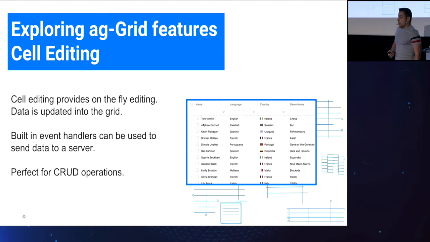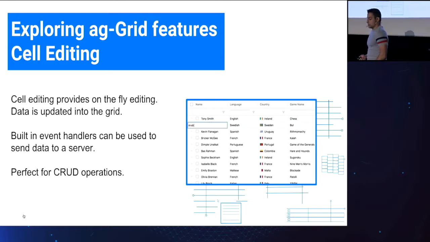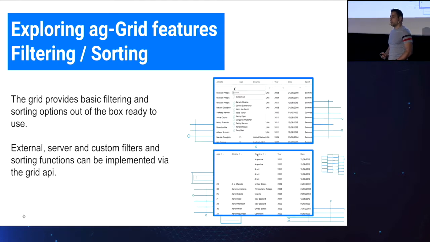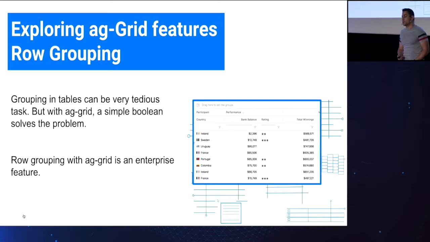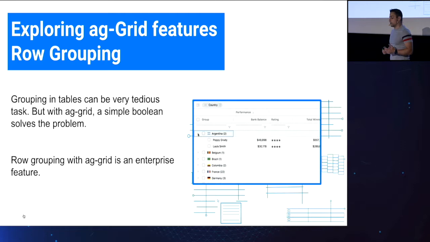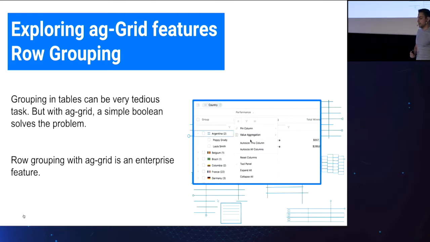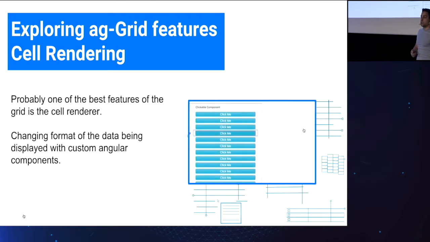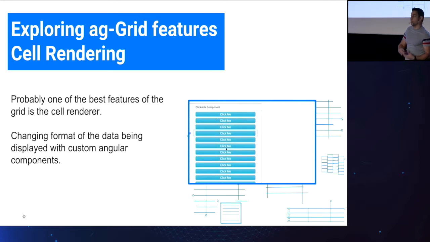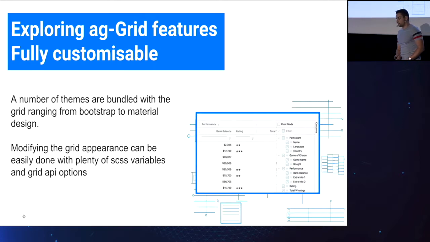So let's explore some features that AG Grid provides us with. We can do cell editing with AG Grid, which comes right out of the box, as well as filtering and sorting, which we're going to just try out in a second, as well as row grouping, which is a premium feature, but you don't necessarily need it. But I want to just show you how cool it is in a second. And also cell rendering. So if you do have custom cells and you want to put your own custom code into them, you can use Angular components or React components and just stick them in there. And of course, it's fully customizable as well.